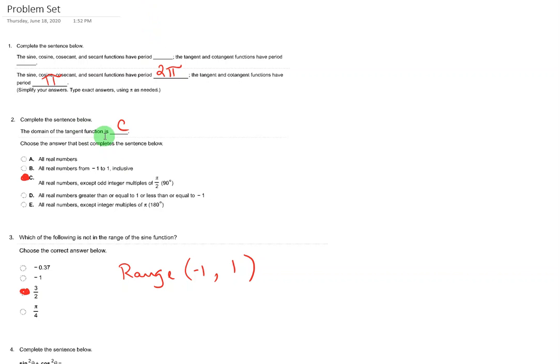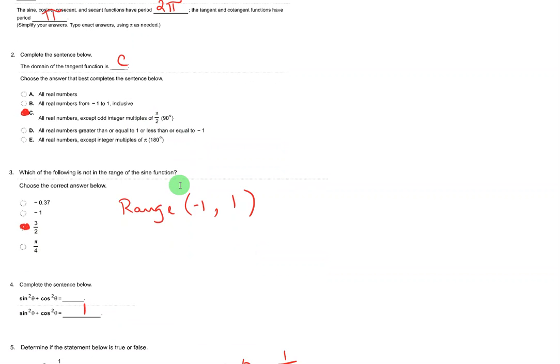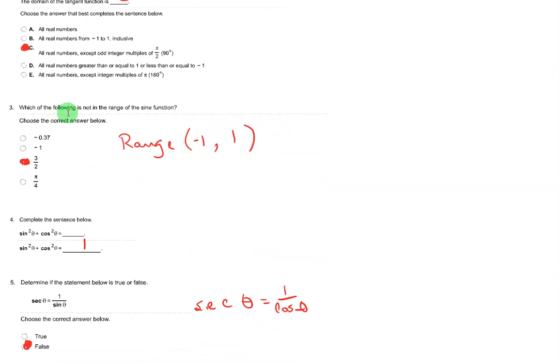The domain of the tangent function is, and we could go back and look at our notes, all real numbers except odd integer multiples of pi over 2. Which of the following is not in the range of sine function? Well, so that's in it. That's in it. 1.5, that's above 1. This would be pi over 4.